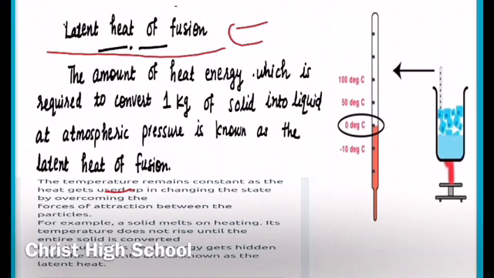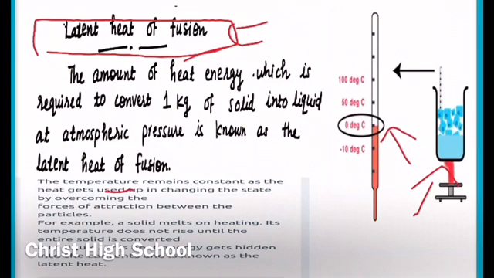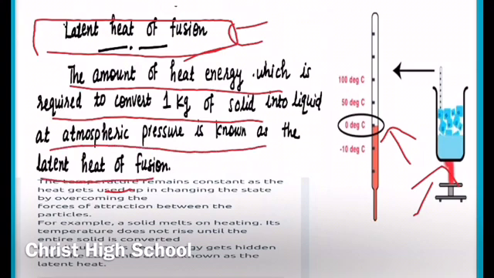For example, a solid melts on heating, but its temperature does not rise until the entire solid is converted into liquid. Here the temperature will remain constant at 0 degrees Celsius. It will not increase until the entire ice is converted into water. So this heat which we are supplying after reaching the melting point of the solid is called latent heat of fusion. That is, the latent heat of melting is called latent heat of fusion. Specifically, the amount of heat energy required to convert 1 kg of solid into liquid at atmospheric pressure is known as latent heat of fusion.